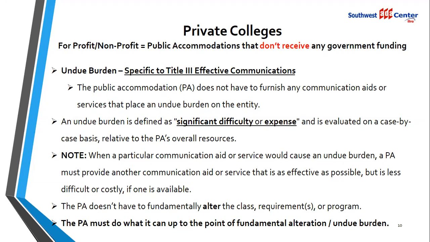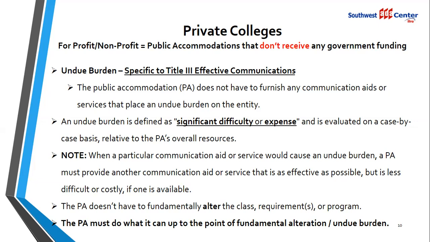An undue burden is defined as significant difficulty or expense and is evaluated on a case-by-case basis relative to the public accommodation or the private college's overall resources. So note that when a particular communication, aid, or service would cause an undue burden, the public accommodation must provide another communication aid or service that is as effective as possible, but less difficult or costly, if one is available.